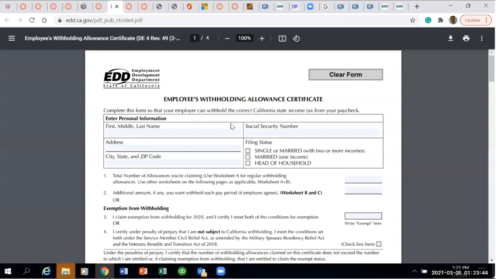So let's say you got hired in 2020. You did the new version of the W-4 in 2020, which doesn't have allowances. So therefore, definitely you need to do the DE 4 for California so you can have allowances. Make sense?